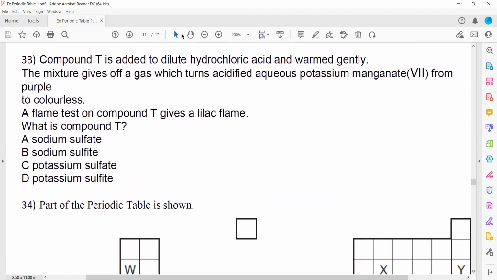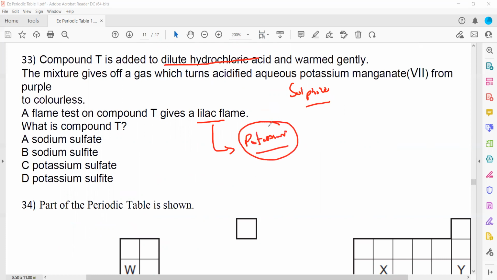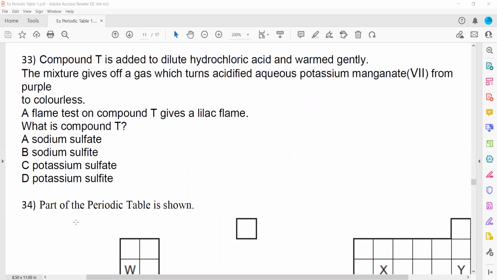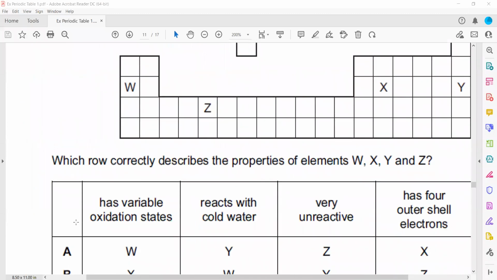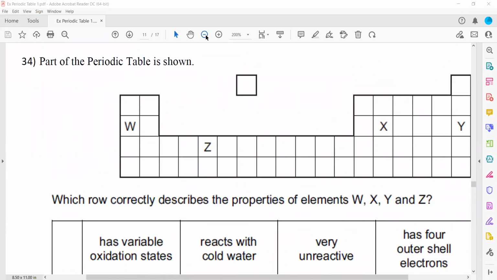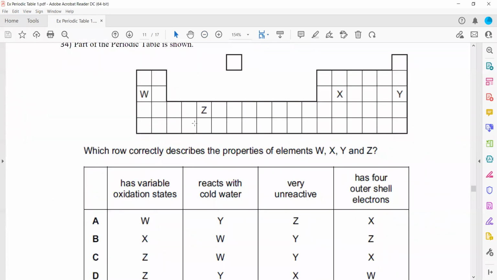Question 33, compound T is added to dilute sulfuric acid. So this is a test for sulfite ion. And it gives a lilac flame colour, which means potassium is there. So what is this compound? One result shows potassium, another sulfite. So it is potassium sulfite. Potassium sulfate is different, and for sulfate, we add barium nitrate or barium chloride to test. But if it is sulfite, we add hydrochloric acid, heat, and test the gas with potassium manganate.